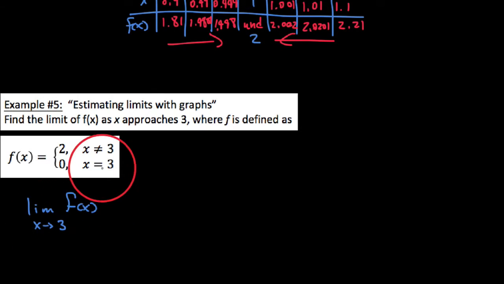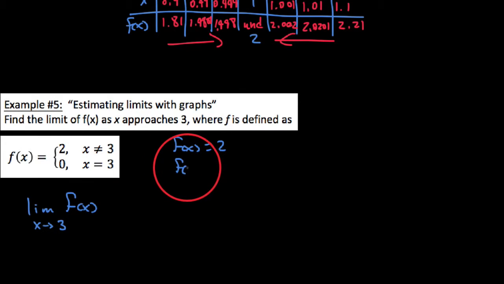to 3. So what we can see here is that it looks like f of x equals 2 as long as x is not equal to 3. But the moment that x is equal to 3, f of x will equal 0. So we have 2 different rules here, and we're going to graph both of them.